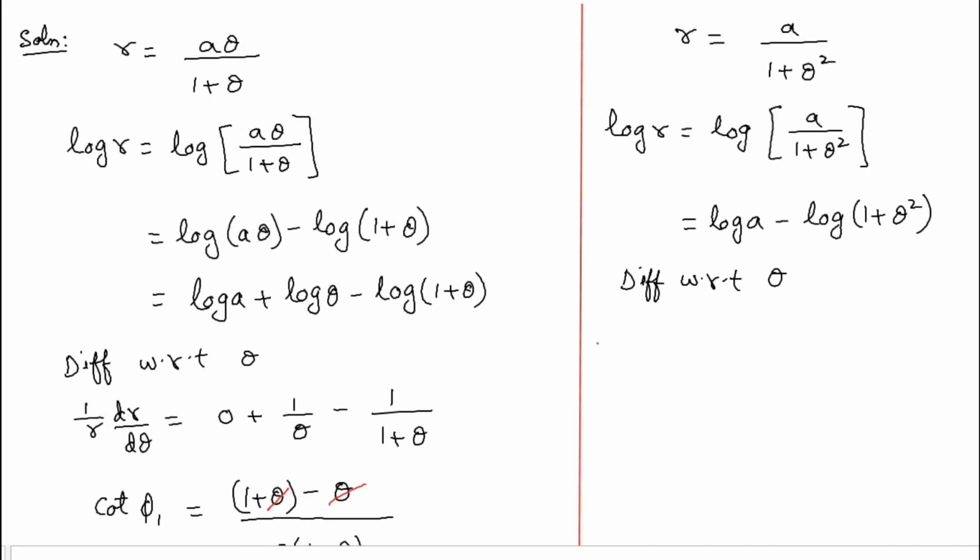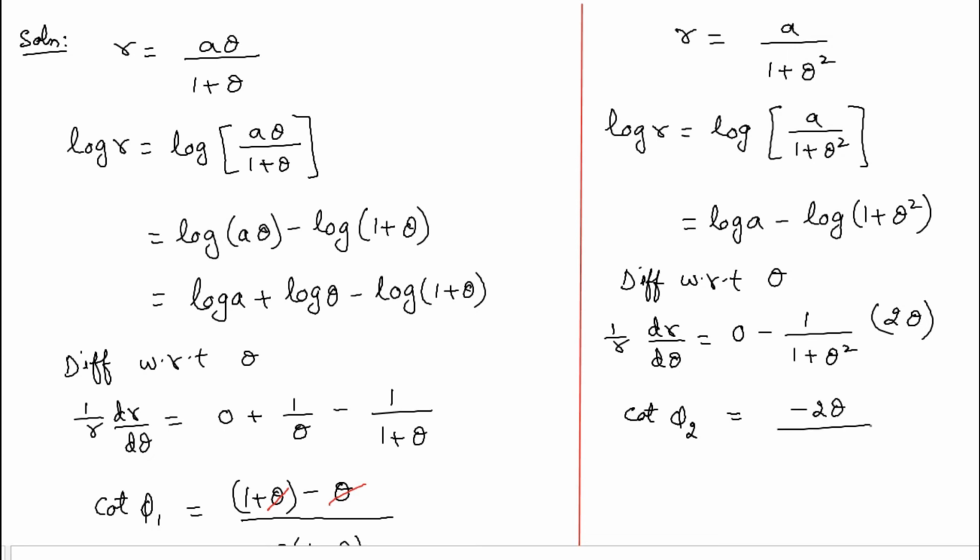So derivative of log r will be 1/r dr/dθ, equals to differentiation of log a, the constant, will be 0, minus derivative of log will be 1 by 1+θ² into the inner differentiation. Derivative of the constant 1 will be 0. Differentiation of θ² will be 2θ. So we have 1/r dr/dθ will be cot of, since it is the second curve, we'll take φ2, equals to minus 2θ divided by 1+θ².